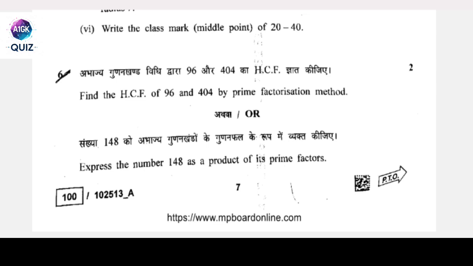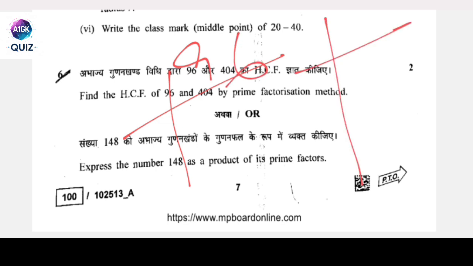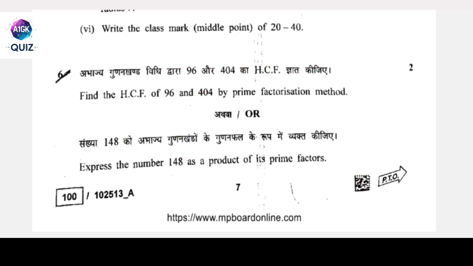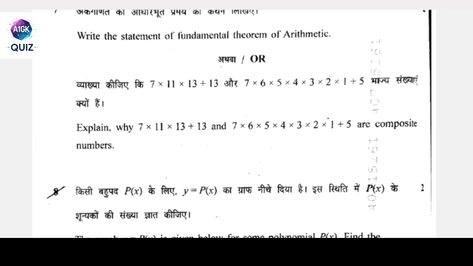After that, question number 6: find the HCF of 96 and 404 by the prime factorization method. Here we find the HCF by prime factorization of 96 and 404. After that, the question is: express the number 148 as the product of its prime factors. Prime factor means first of all we do the prime factorization of 148, and after that we solve it by the method.